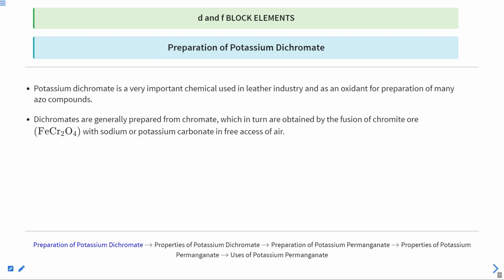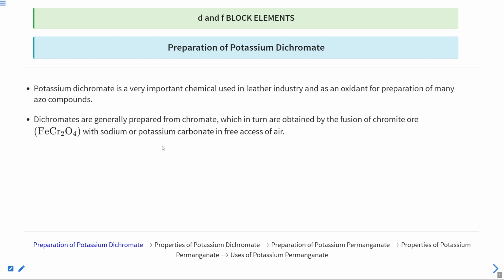So, how are they prepared? Dichromates are generally prepared from chromate. So, this is the chromate that we have. These chromates are prepared from the fusion of chromite ore. So this is the chromite ore. When we fuse this chromite ore with sodium or potassium carbonate, then we get the chromate.